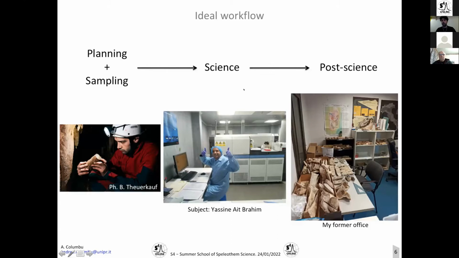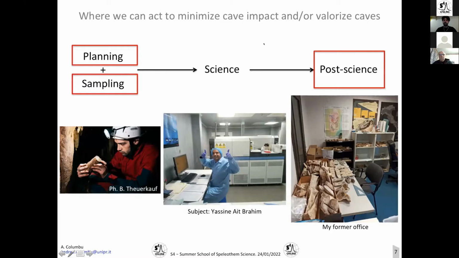And then all the samples, those we have used for science, but also those we have not used, go into that part of our activity that I call here the post-science. Sometimes they are just stored in offices or in deposits or in some museums, as Ian said before. So the part of our job where we can actually act to minimize cave impact and/or valorize caves is, in my opinion, in the planning, in the sampling, and also in the post-science.